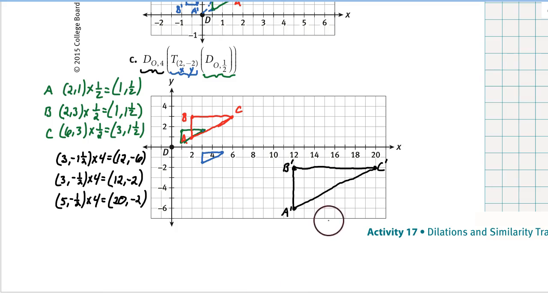So the final image is shown on the screen in black ink. That's the triangle you were trying to create. I'm going to pause the video here for you to check, first of all, your work to make sure you got the correct ordered pairs, and then also to check your final triangle to make sure it's accurate. Please fix anything that you might have missed.